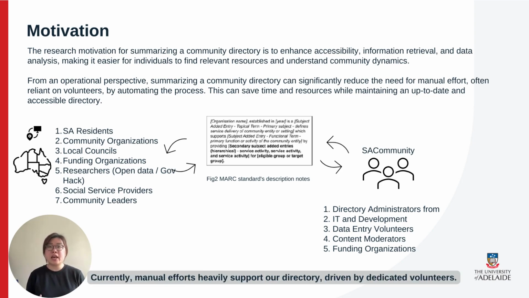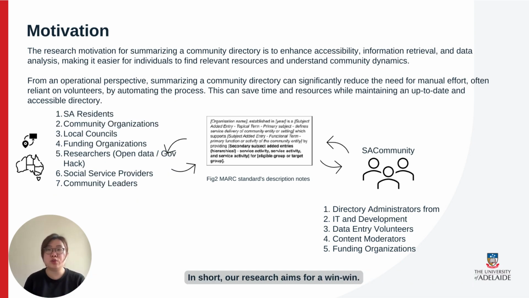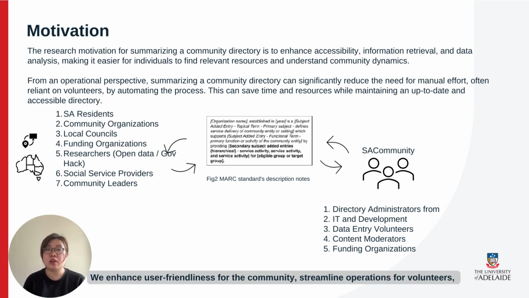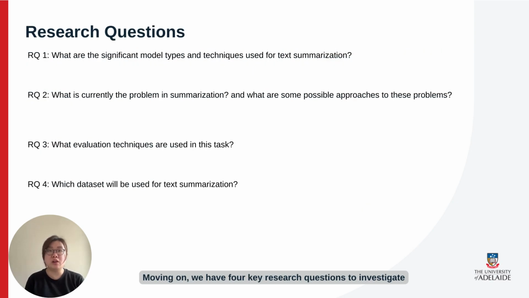Currently, manual efforts heavily support our directory, driven by dedicated volunteers. Imagine lightening the load and saving time and resources by automating the process. This ensures an up-to-date directory, making life easier for them and benefiting the SA community. In short, our research aims for a win-win. We enhance user-friendliness for the community, streamline operation for volunteers, and embark on a journey toward a stronger, more accessible community in South Australia. Moving on, we have four key research questions to investigate.